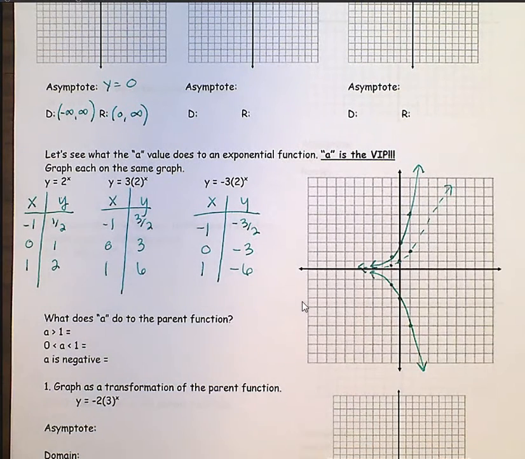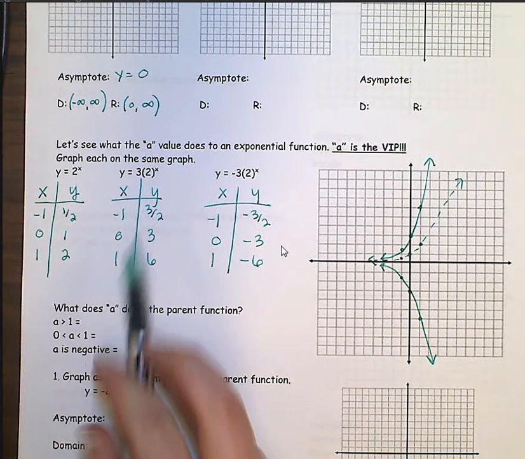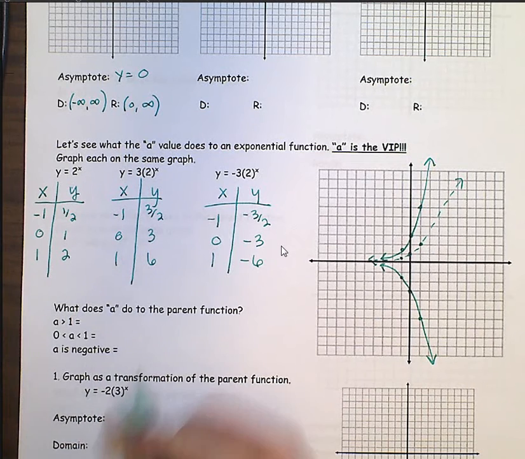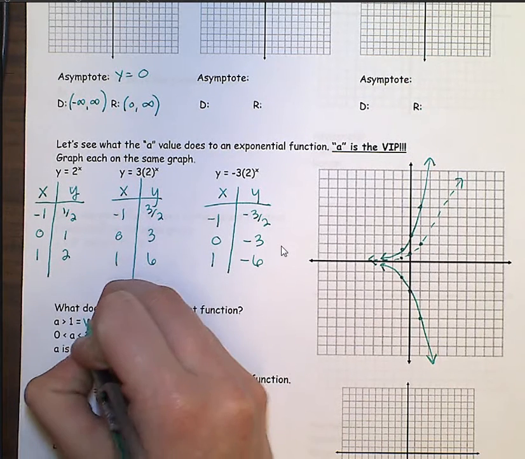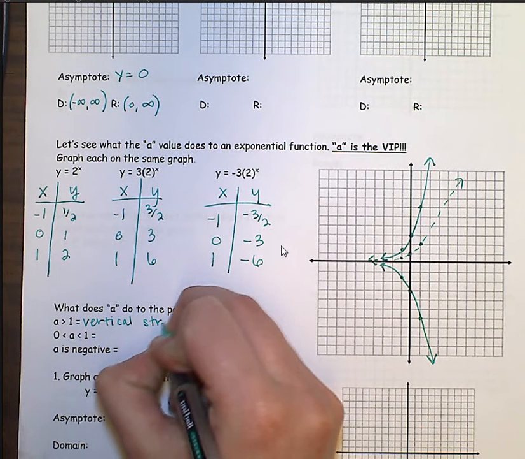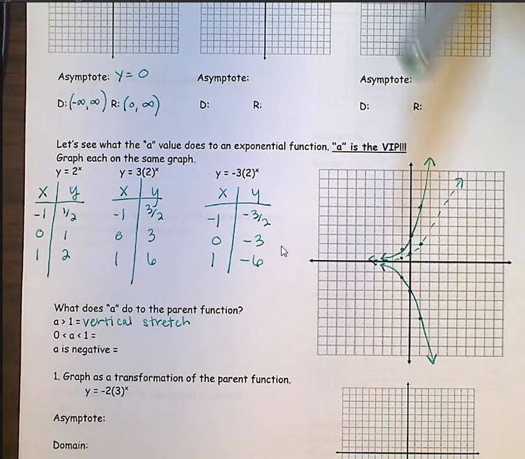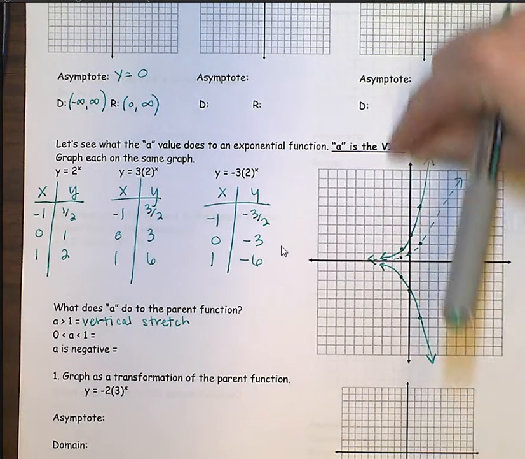So what did that a value in front do to our parent function? If a was greater than 1, like in 3 times 2 to the x, we're calling that a vertical stretch. It takes the graph and stretches it out vertically. It's making it bigger, like you're pulling it up.